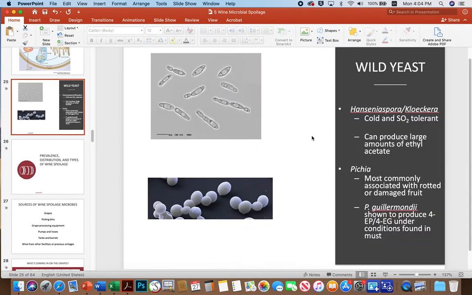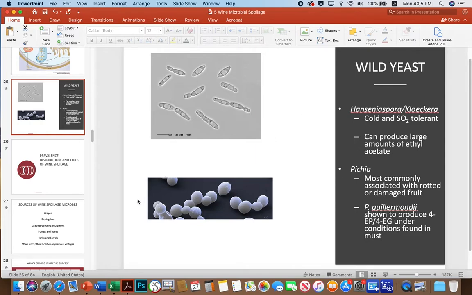So this slide is just an overview of some of the issues that we might have with wild yeasts, like Hanseniaspora and Kloeckera, which look like this under the microscope, very similar to Brettanomyces, actually. These guys are cold and sulfite tolerant, and so can certainly cause problems that are difficult to remove. They produce large amounts of ethyl acetate, which is the nail polish remover.